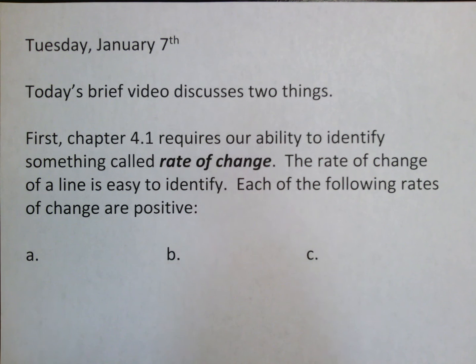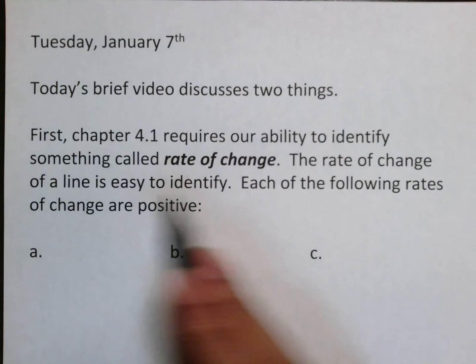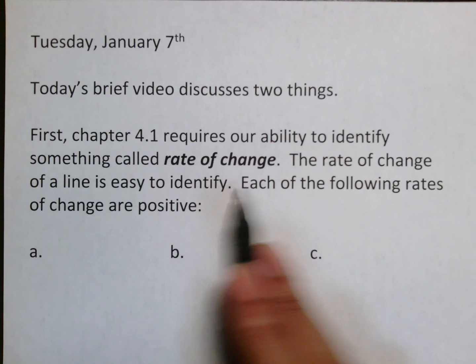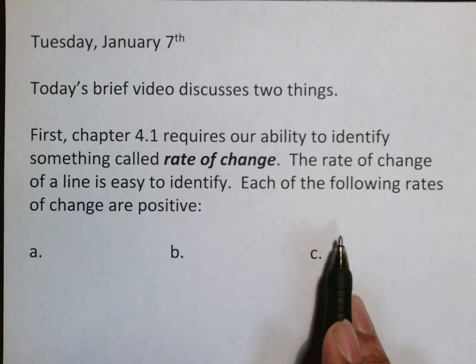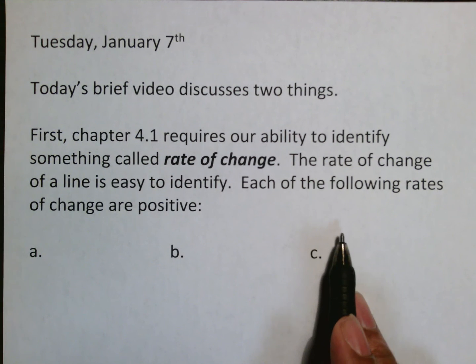Today's brief video discusses two things. The first thing we're going to talk about is Chapter 4.1, which is really what we're here for since we did Chapters 1 through 3 last semester. 4.1 requires us to identify something called rate of change, and the rate of change of a line is easy to identify in terms of what we're looking for today.